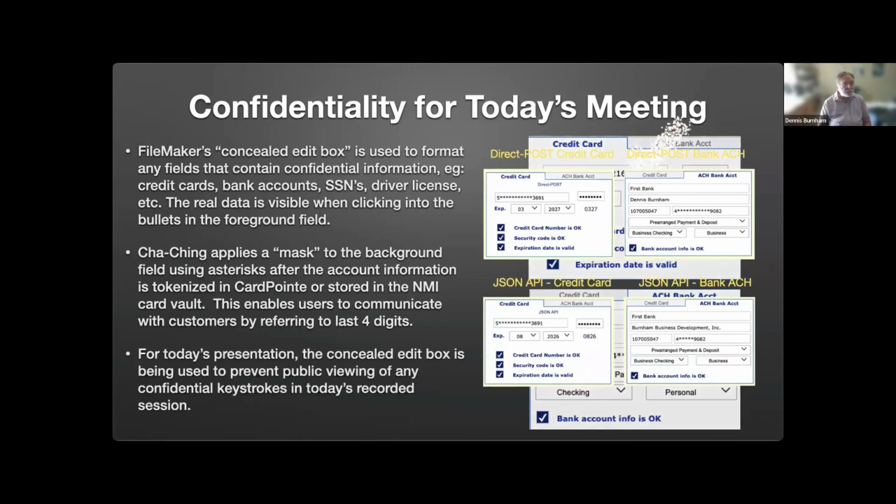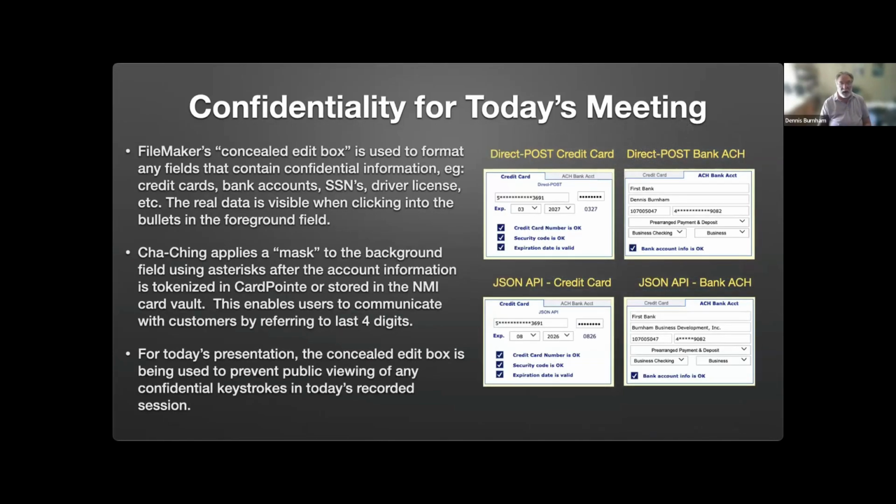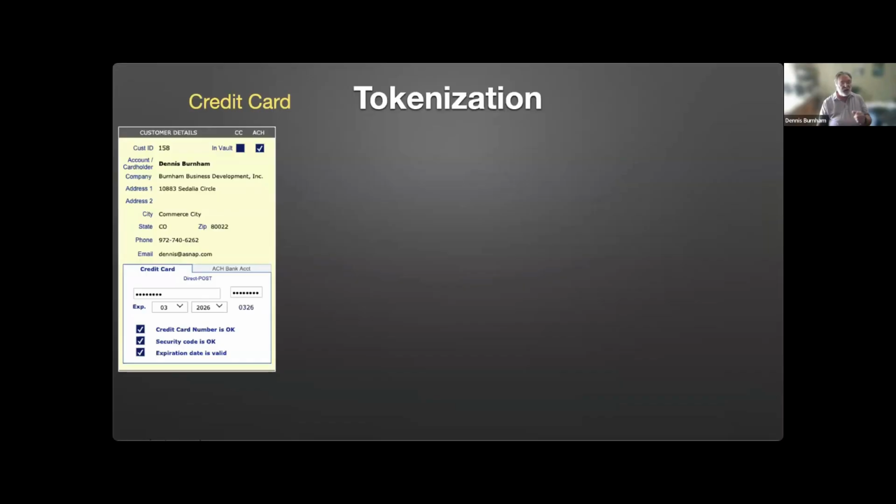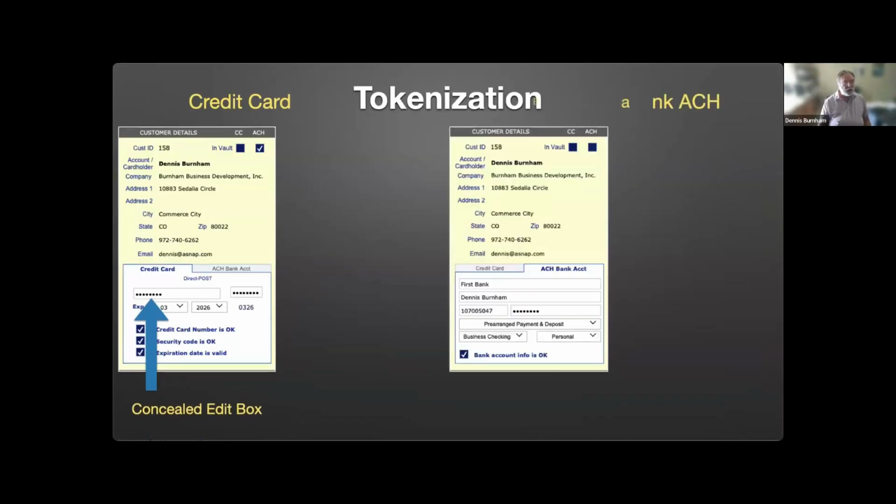And for today's presentation, I've got four different examples going. Direct post to NMI for a credit card and direct post for a bank account, and likewise the JSON API to CardPoint for a credit card and for a bank account. The tokenization is visible in Cha-Ching with these two little checkboxes that you see at the top of these little windows. In both cases, on the left, you're looking at a credit card. On the right, you're looking at a bank account.